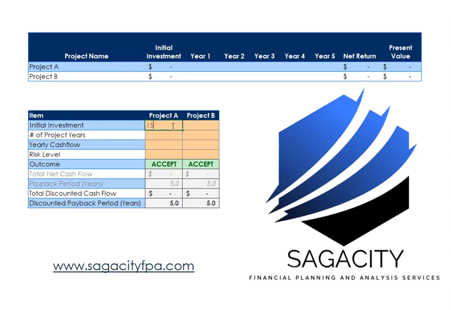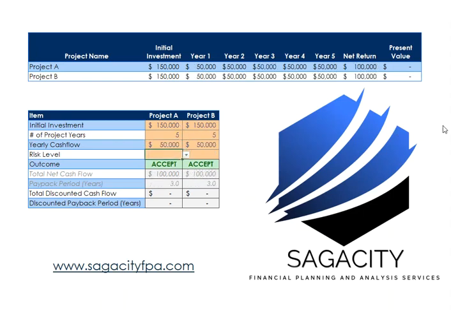So let's say we have two investments. Let's say both of these investments require the same initial investment of $150,000. And let's say both of these projects are 5-year projects. And both of these projects are associated with $50,000 worth of positive cash flows in each year of the project. So we get $50,000 each year as a result of our initial investment. That's the return on our investment. So let's stop here. What are we seeing?